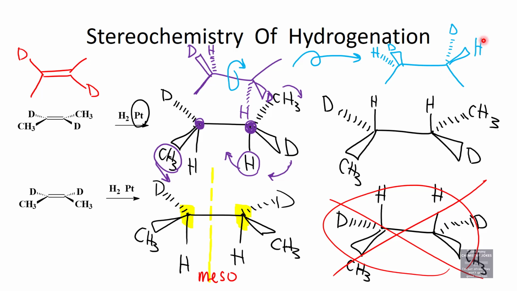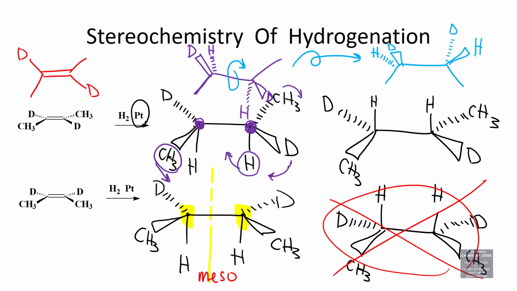So be careful, just because these H's don't look syn right here, doesn't mean they weren't added syn. They were added syn, but the rotation around that central bond causes the final product to look different. Okay? Alkenes can't rotate. Single bonds can. You can draw the products in a lot of different perspectives. All right, we're sticking a fork in that.